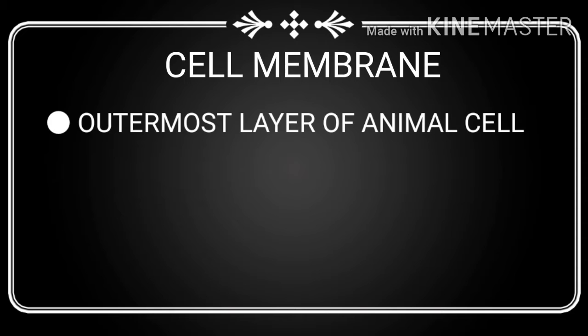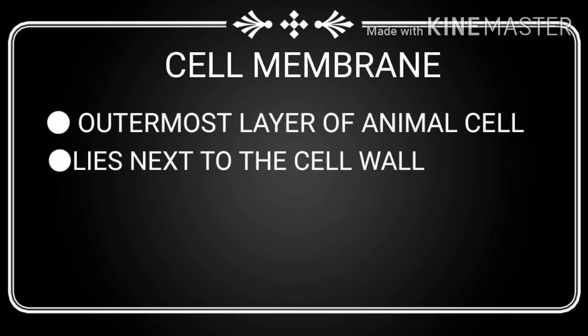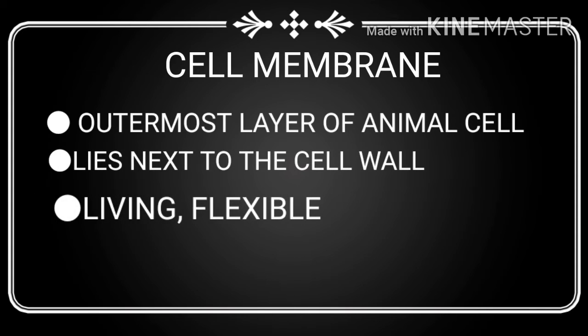No, I am not correct. It is obviously the outermost layer of the animal cell, but what is the outermost layer of the plant cell? It is the cell wall, obviously. This cell membrane lies next to the cell wall. It is living, unlike cell wall which was non-living. Cell membrane is also flexible.